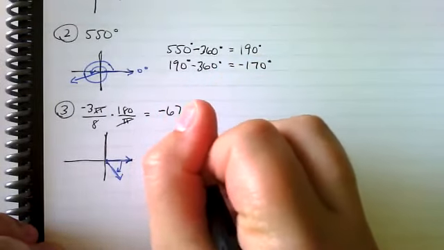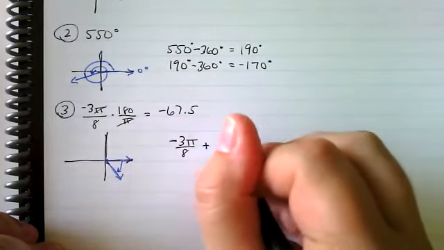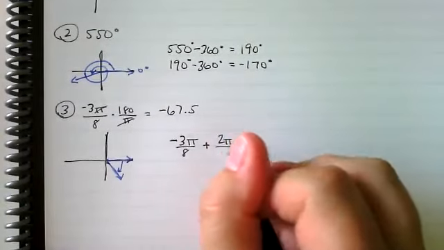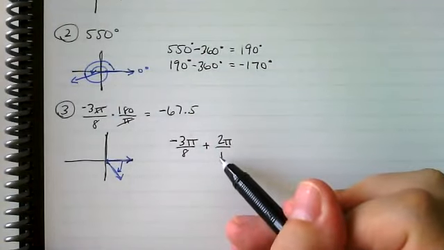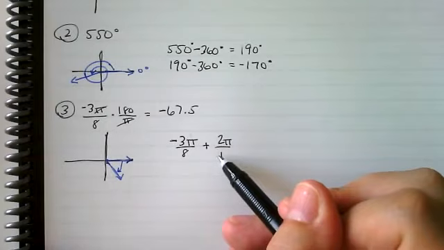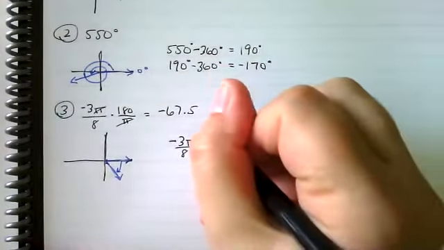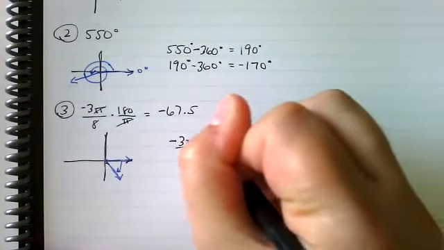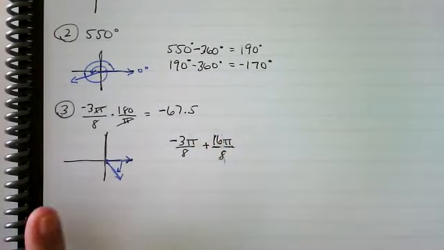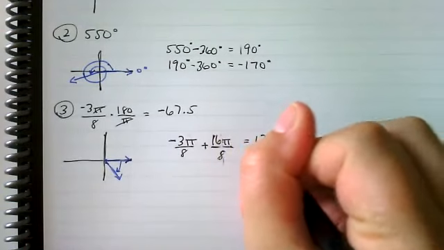So we're doing negative 3 pi over 8, and I want to add 360, right? So I want to add 2 pi. Remember, when we're adding fractions, you need a common denominator. So this is 2 over 1. To get this to be common over here, I'm going to multiply the top and the bottom by 8. So 2 times 8 gives me 16, and 1 times 8 gives me 8. So I'm just adding 16 pi over 8. So I have negative 3 plus 16, and that gives me 13 pi over 8.